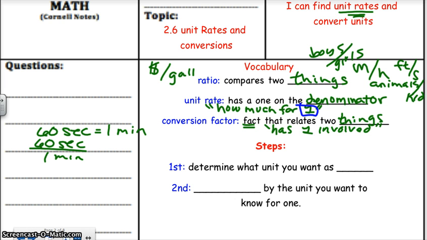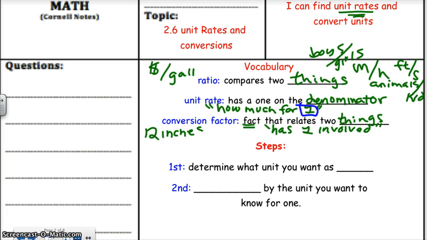Another conversion fact. I'm going to give you the first part. Let's say 12 inches equals what? 1 foot. That's a conversion fact. I have a 1 involved. It's the fact that relates it to 1. 4 quarters is equal to $1. Ooh, there's another one. Good one, Josh. 4 quarters is $1. Good. Conversion facts relate it to 1.